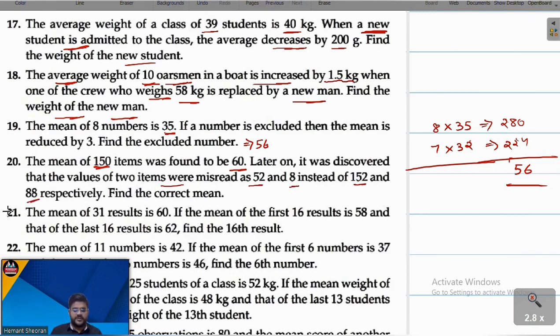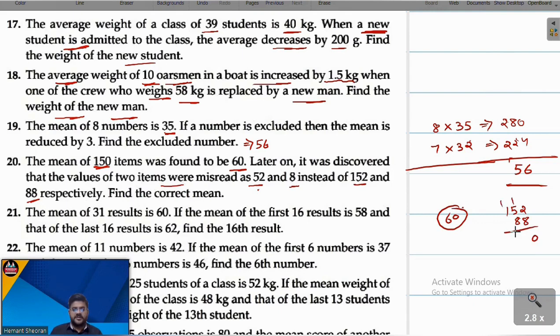So for sure, it is going to increase. Yes or no? So how much is it going to increase? You can say 52 plus 8 was the number 60. That is misread. Yes or no? Originally it needs to be read as what? 152 plus 88.